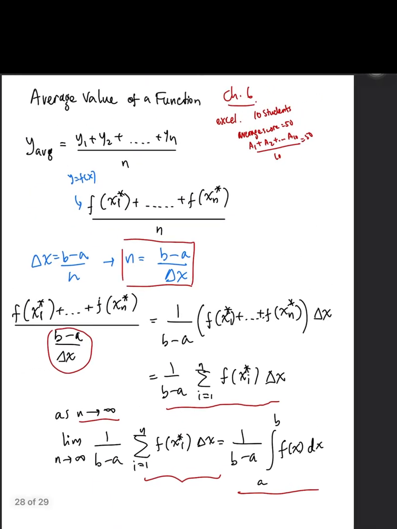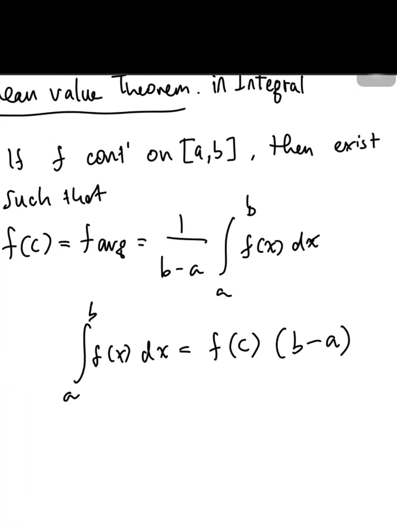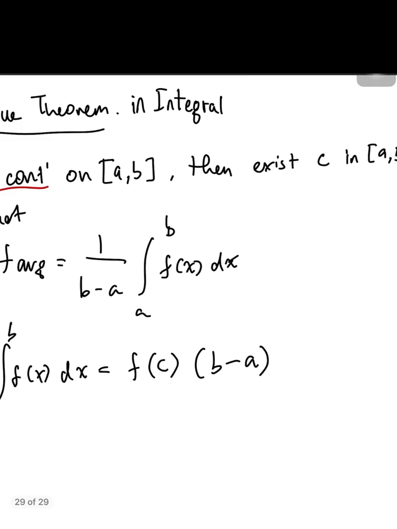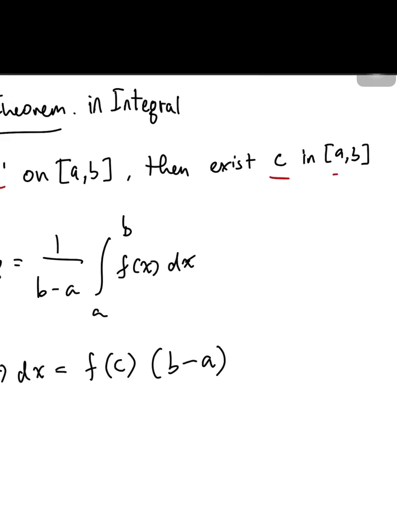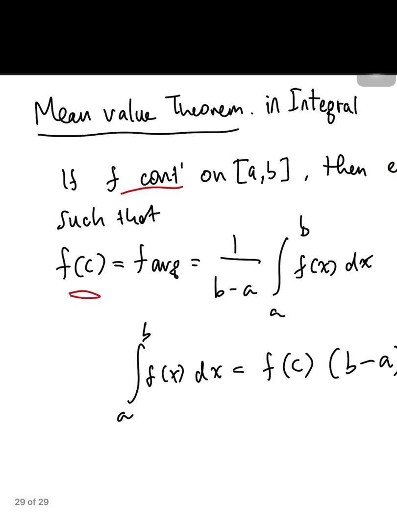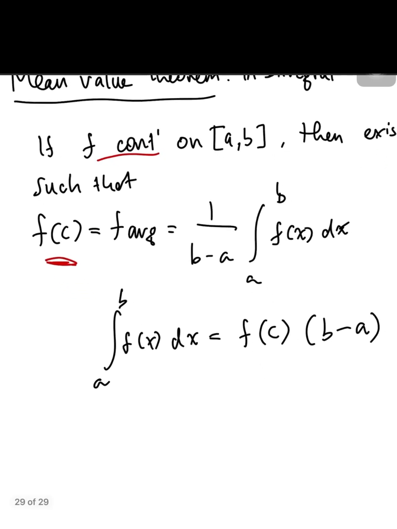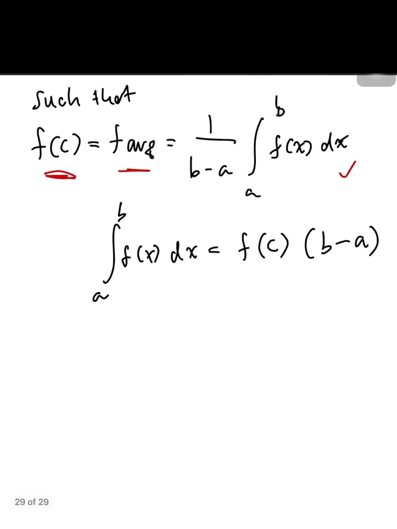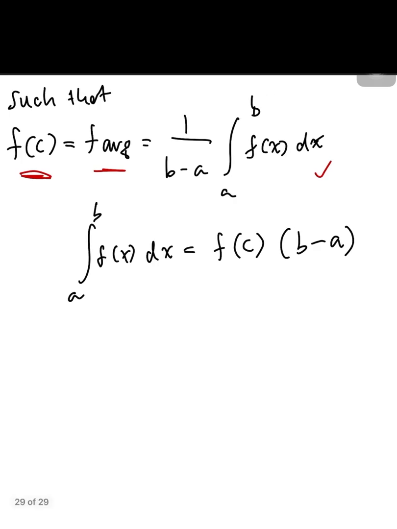Okay, and based on the average value, we also have the mean value theorem. It's basically saying that if f is continuous on the interval, then there will be a number c in that interval, such that c is in between a and b, and f of c is equal to the average, which we already defined before in this expression. We can rewrite it as the integral from a to b of f(x) dx equals f of c multiplied by b minus a, and that's the mean value theorem.